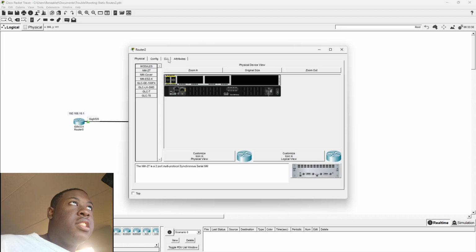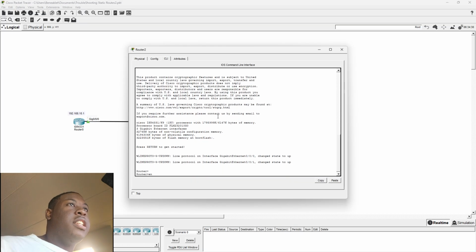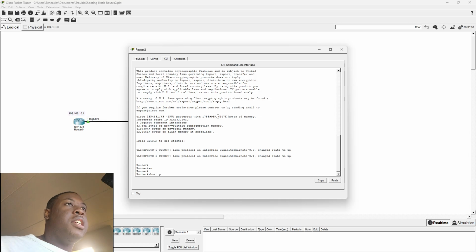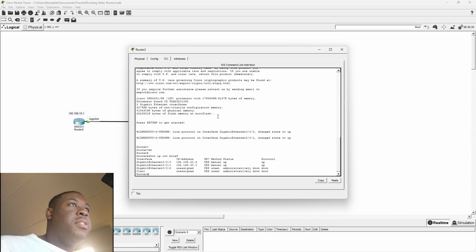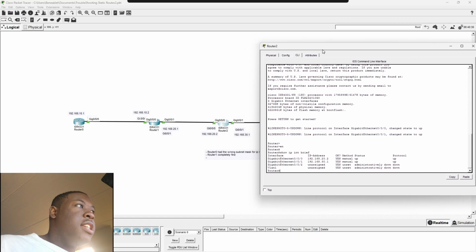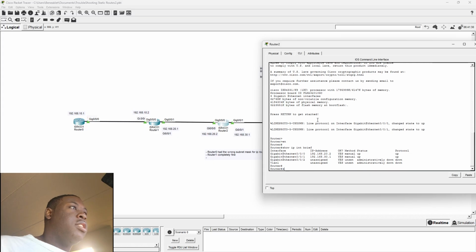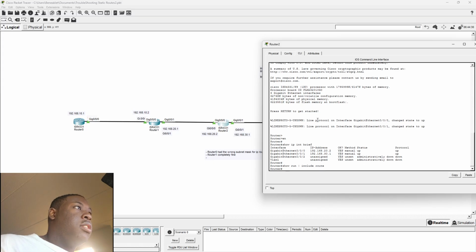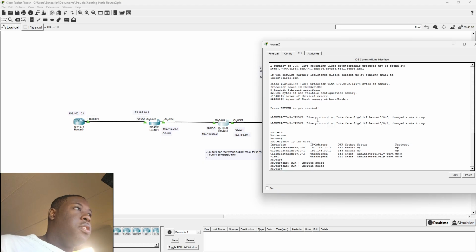Router 2, right? Let's go check. Enable. Alright, show IP brief. 20.2, 30.1. So far, it looks good. Protocol status is up. It is up. So let's see with the show run command, route. There's nothing. Do it again. Turns up nothing. So that means we don't even have a route to begin with.